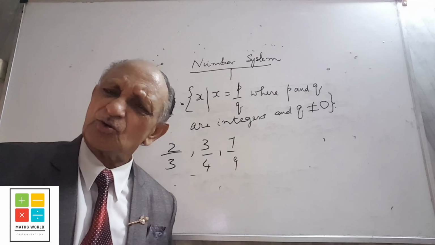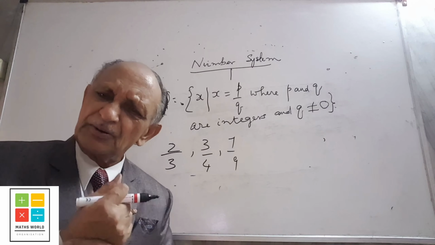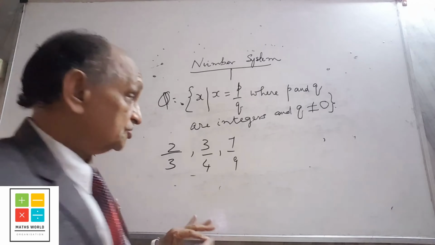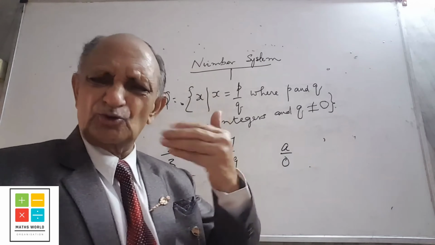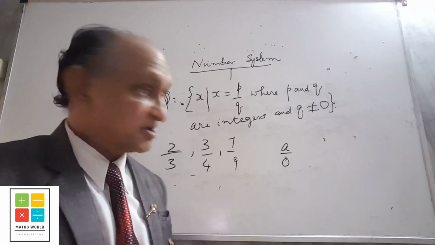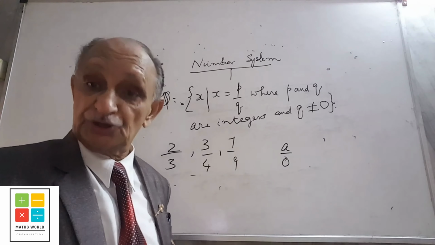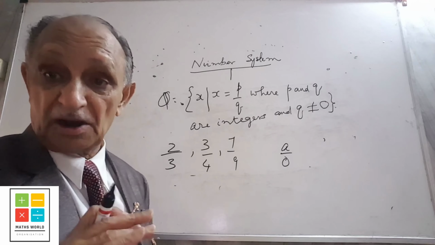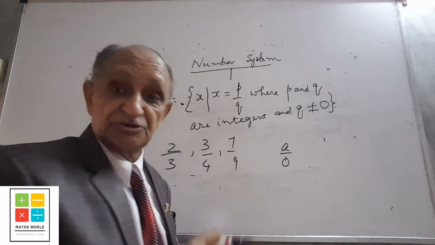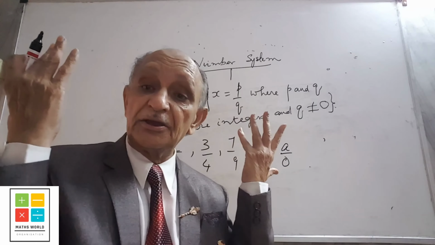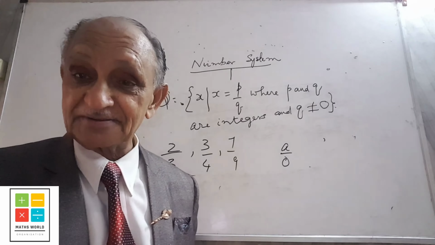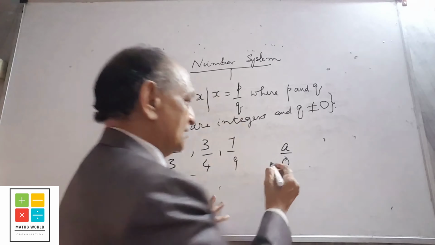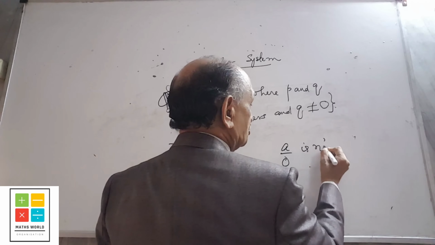Why Q is not equal to 0? Because for any number A by 0, you can write any number, minus or plus. But if you divide it by 0, 0 is an integer, but the value is infinity, so big that I don't know what it is. Nobody knows what it is. It is not defined. A by 0 is not defined.